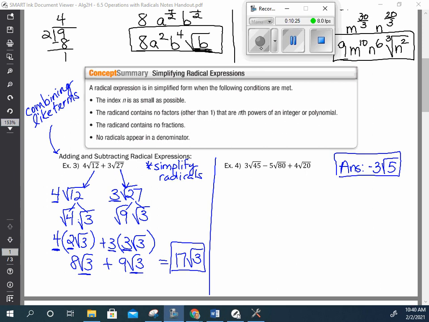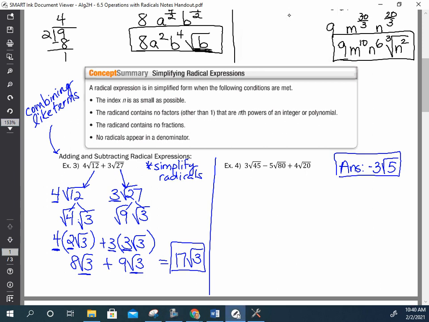All right, let's do example 4. Right now, none of those radicals are simplified, so that means we have to simplify them. So what are we using for 45? Square root of 9 is 3. Square root of 5 stays. 3 out front. 3 times 3 is 9. So 45 is taken care of.